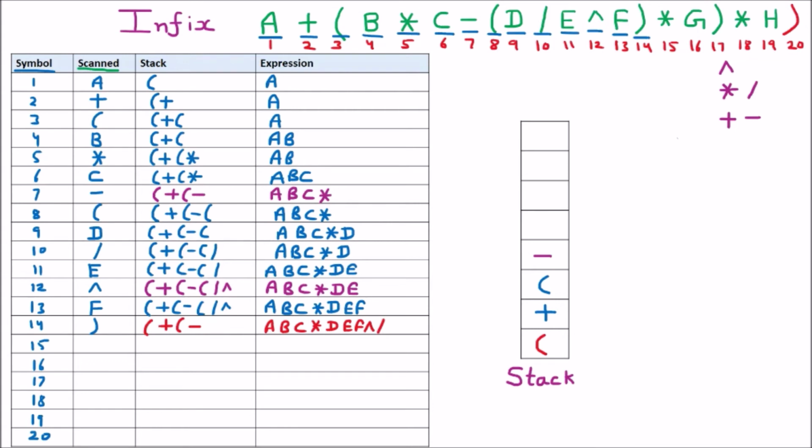Now the next symbol is star. The 15th symbol we are scanning is star. Whenever an operator is encountered, we should first of all check whether an operator is already present on the stack. Yes, an operator is already present on the stack. Then we have to check the existing operator and the incoming operator. The existing operator is minus and the incoming operator is star. Then we have to check their precedence. The precedence of minus is low and the precedence of star is high.